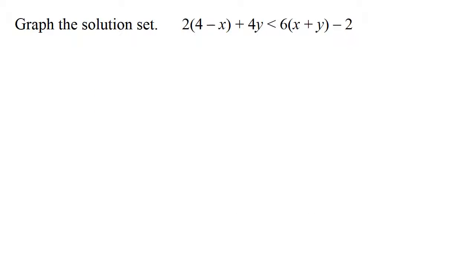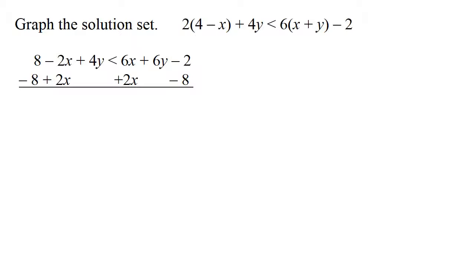Let's look at this one. This is a little bit more complicated. The first thing we need to do is clean up both the left and right hand sides of the expression. So remember to distribute the 2 through and the 6 through. 2 times 4 is 8, 2 times negative x is negative 2x, plus 4y, and on the right, 6x plus 6y minus 2. I want y all by itself, probably on the left hand side. So let me get rid of the 8 and the 2x. I'll subtract 8 and add 2x to both sides. That'll get rid of them there.